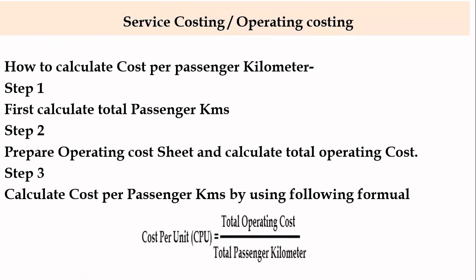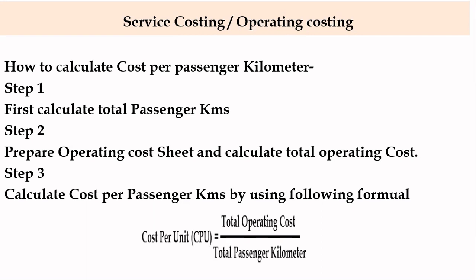Step 2 is that you have to prepare the operating cost sheet and then calculate total operating cost. As I showed you in my earlier slides how to prepare the operating cost sheet, the format is being shown here. We have three types of cost there: fixed cost, semi-variable cost, and variable cost, that is repairs and maintenance costs. We have to follow that format and prepare the operating cost sheet. Whatever total comes will be the total operating cost.